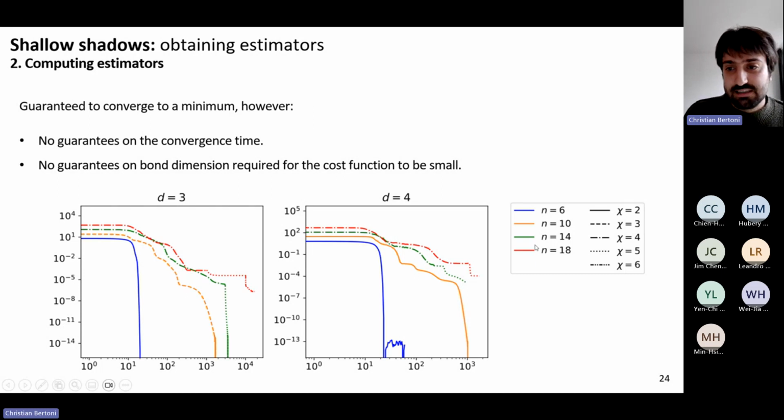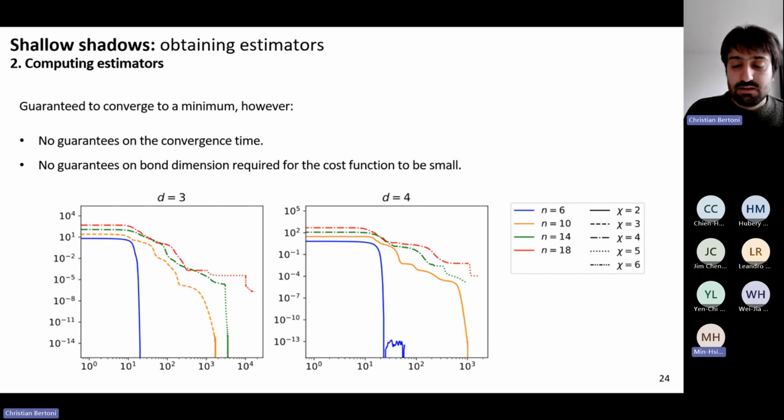The various lines are system sizes, and the different line styles here are different bond dimensions for the ansatz inverse, and we see convergence even for moderately high system sizes. But of course, we would like to obtain rigorous guarantees about this.